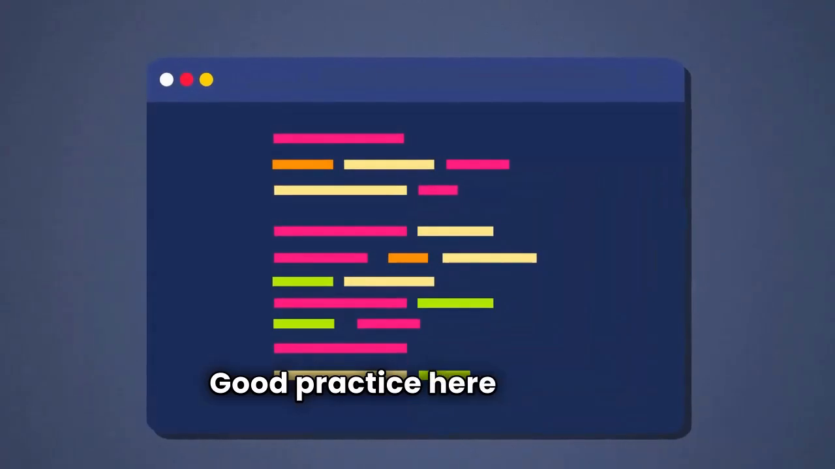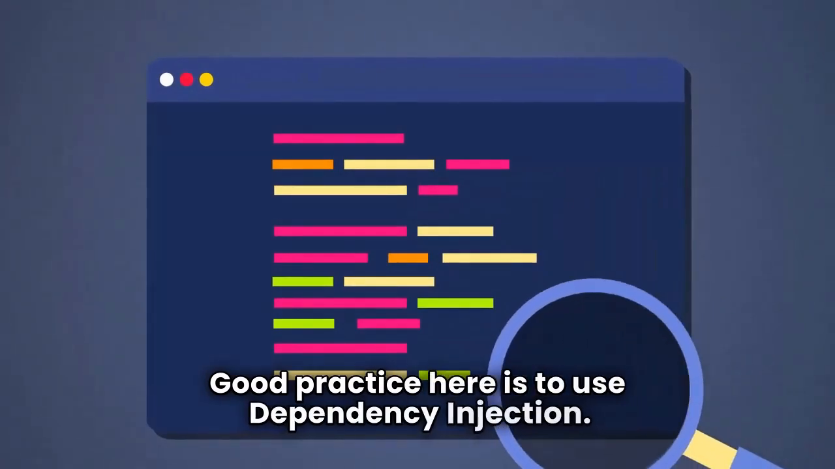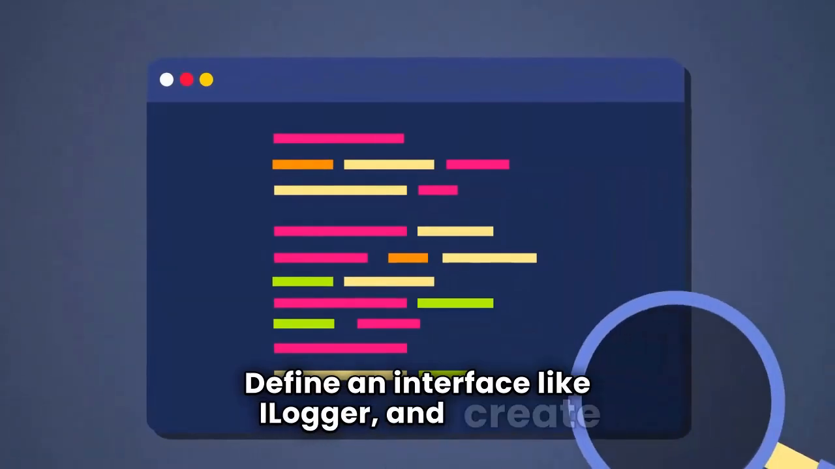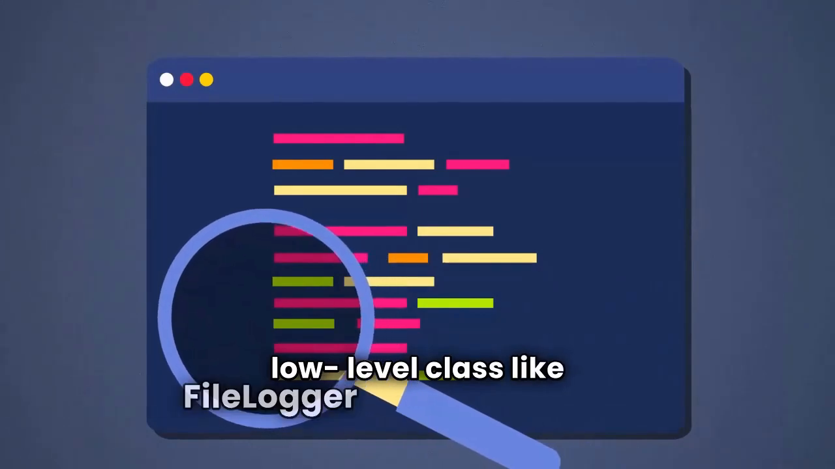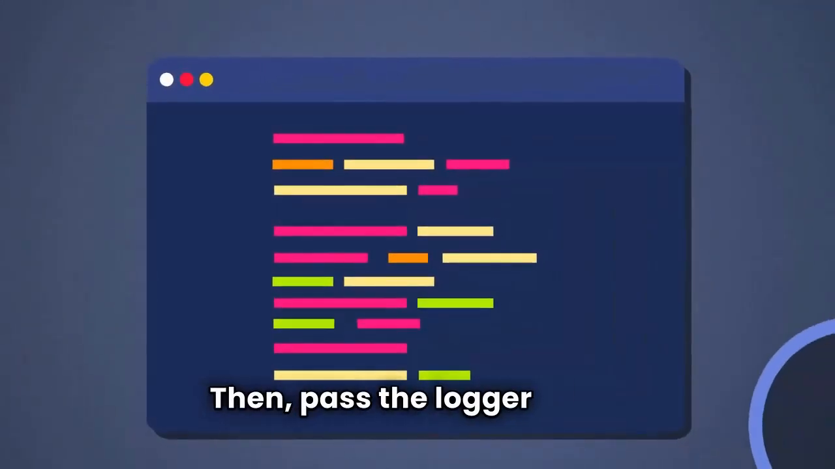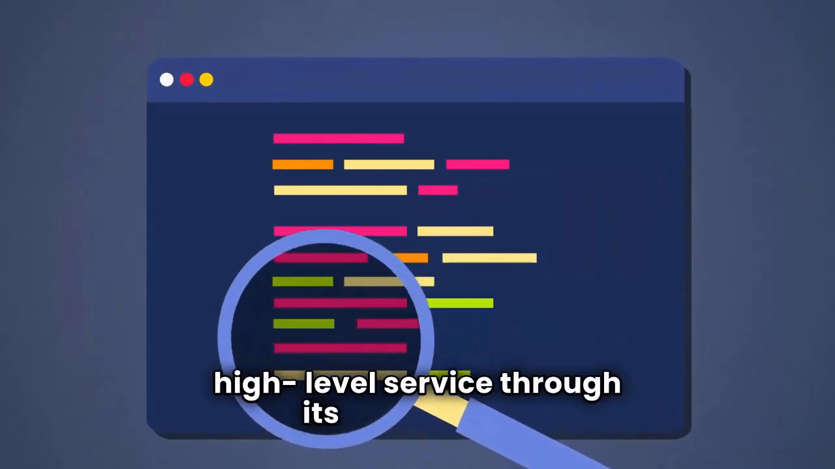Good practice here is to use dependency injection. Define an interface like ILogger, and create a low-level class like FileLogger that implements it. Then, pass the logger to the high-level service through its constructor.